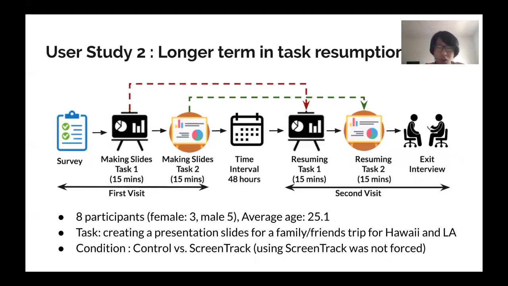This graph shows the procedure of user study 2. We recruited 8 participants this time, and we asked them to make travel plans for 2 different places, LA and Hawaii. We still have 2 conditions this time, control and experiment. But the difference from user study 1 is that we set a time interval of at least 48 hours between 2 visits. This is a longer term in the task resumption experiment. Now let's look into the results of this user study.